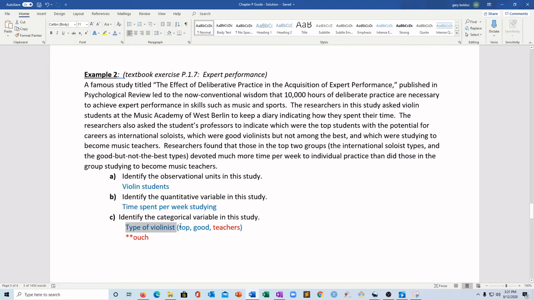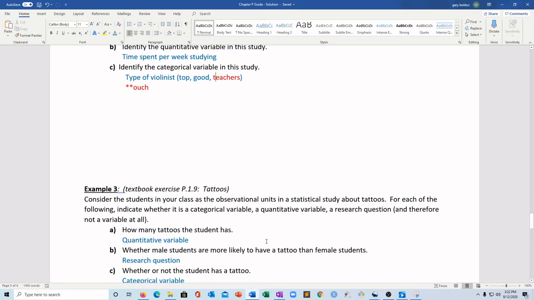And those options were the top students trying to become soloists, the good students but not the best, and then the teachers, which how you read this could make it sound bad for the teachers, so ouch.